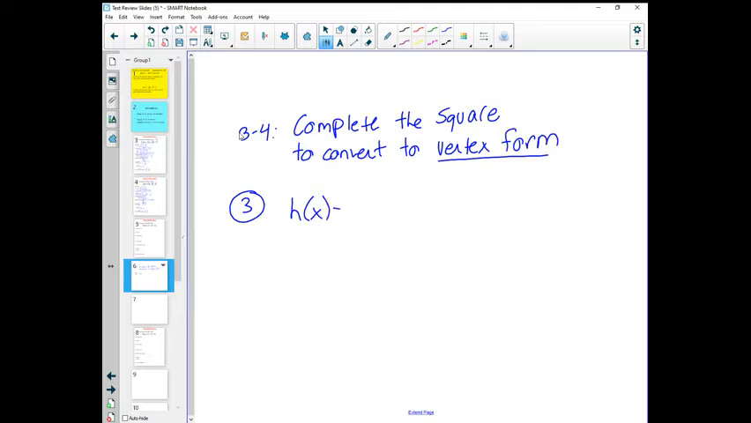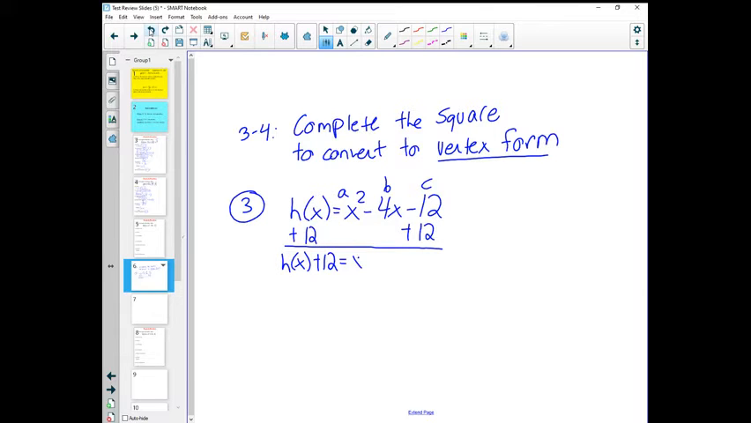Our function says h of x equals x squared minus 4x minus 12. To complete the square, the first step we talked about in class was label all of the terms a, b, and c. Next, I'm going to move the constant over to the other side by adding 12. So that h of x plus 12 equals x squared minus 4x. Next, we're going to check to make sure the front term is a 1, which it is, so that's good there. Now we're going to complete the square.